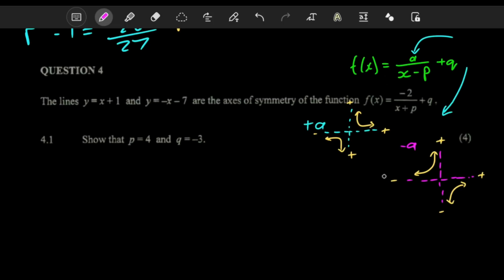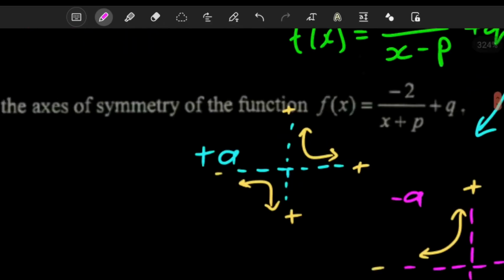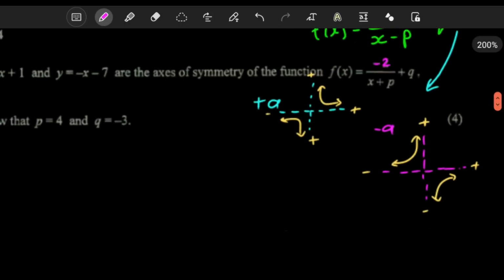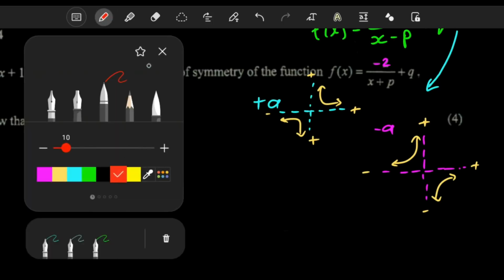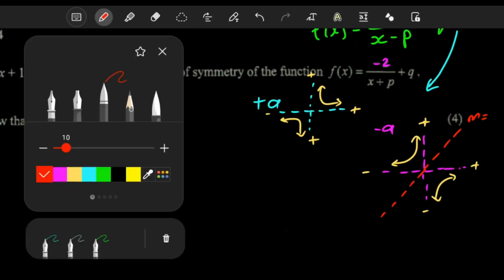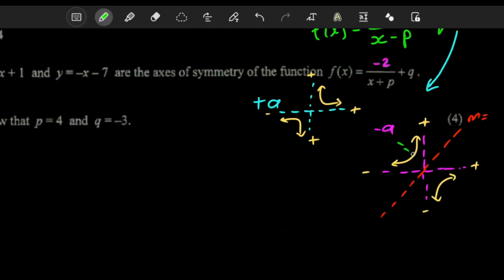So you see these dotted lines here, these are our asymptotes. So whatever hyperbola we're dealing with, ours has a negative value for a here, it's a negative 2. So automatically we know we're dealing with this kind of an image. Now this kind of an image, what we already know is that it has two axes of symmetry. There's one here that will always have a positive gradient of 1. Another one will always be there, and the gradient will always be a negative 1.